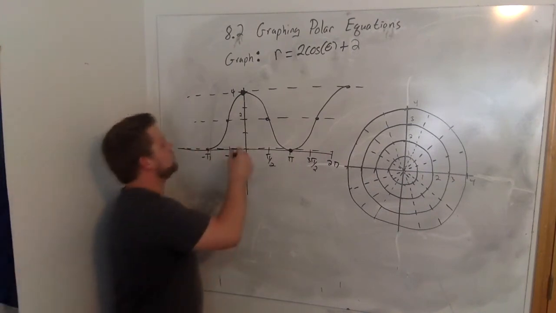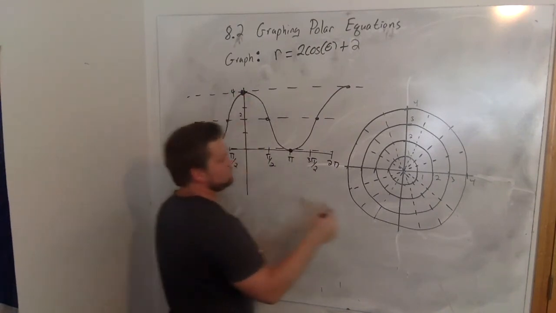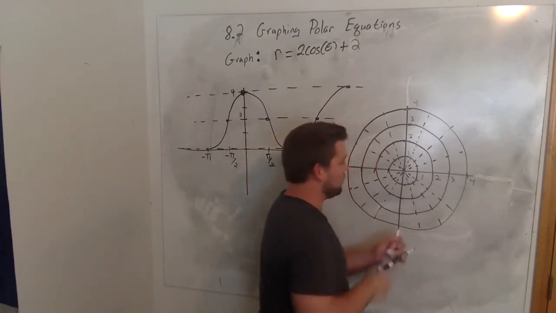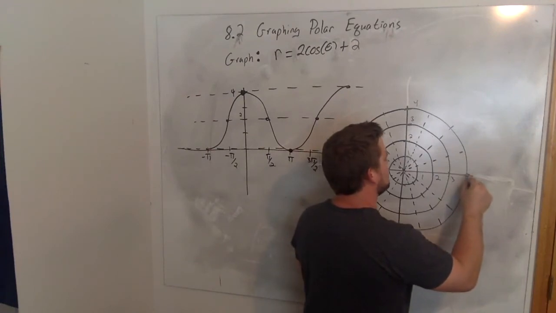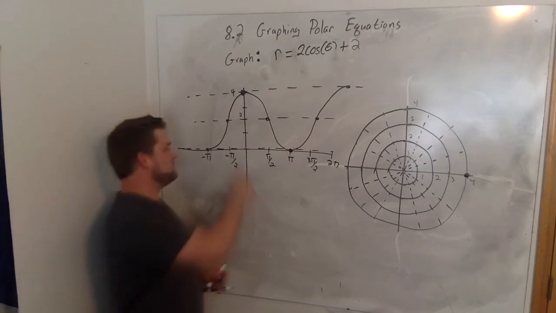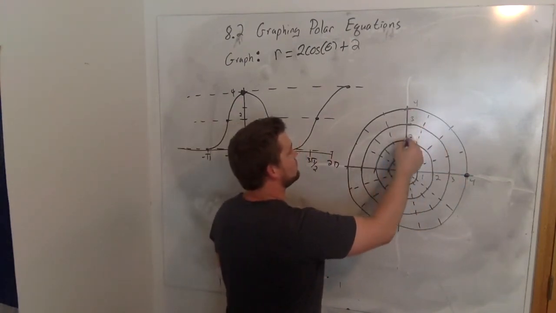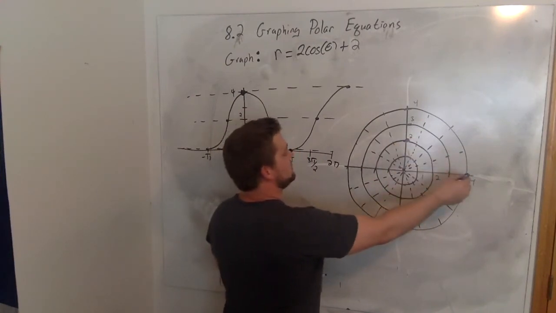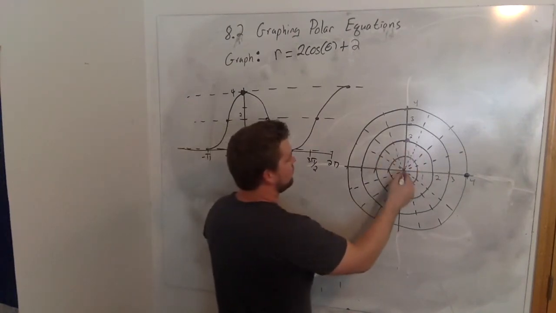Maybe we'll start in the middle. So if we have 0 radians, we're at an amplitude, or a radius, of 4. So we'll put this here. Now I guess we could mark a few points here. When we're at pi over 2, we're at a radius of 2. So the radius is going to start decreasing, until we get to pi. Now when we're at pi, we're at 0.